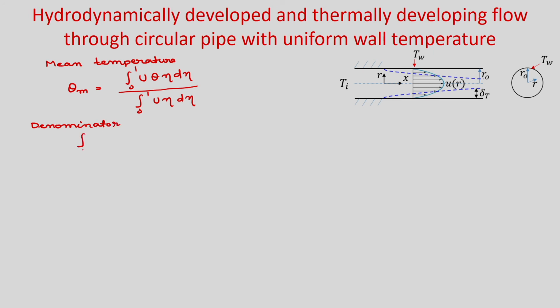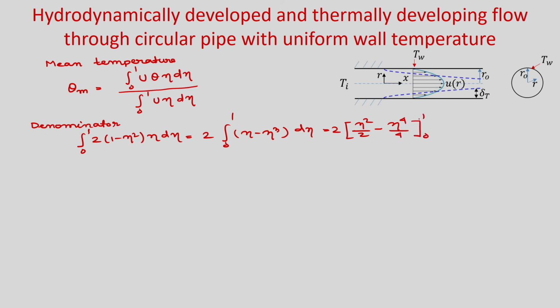Okay. So, it will be 0 to 1, what is u? U is 2 into 1 minus eta square eta d eta. Okay. So, it will be 2 times the integral from 0 to 1 of eta minus eta cube d eta, and it will be just 2 into eta square by 2 minus eta to the power 4 by 4, from 0 to 1. So, if you put the limits, you will get half. Okay. 1 by 4 you will get, and 2 by 4 is half, and the numerator if you find the integration.